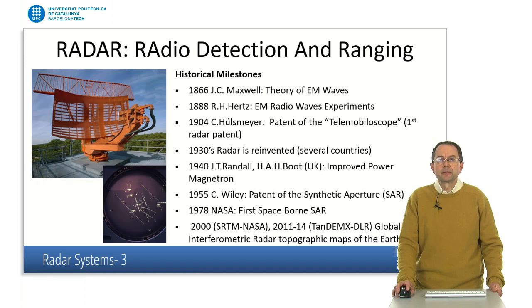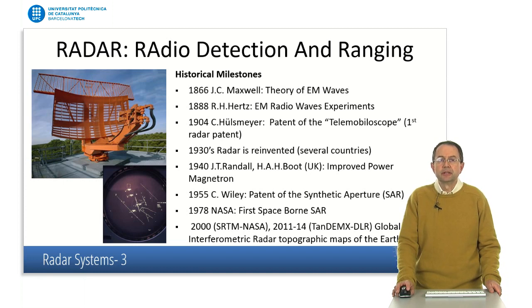In the 1930s, the radar was reinvented by several countries, as a consequence of the pressure of defense needs. An important milestone is the improvement of the magnetron, the first power magnetron in the UK in 1940. And then after the Second World War, some important technology and technique advancements were carried out. One of the most important was the synthetic aperture invention by Carl Wiley. And then this technique has been applied in a number of airborne and satellite platforms.